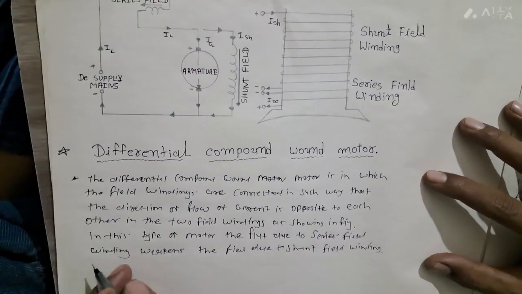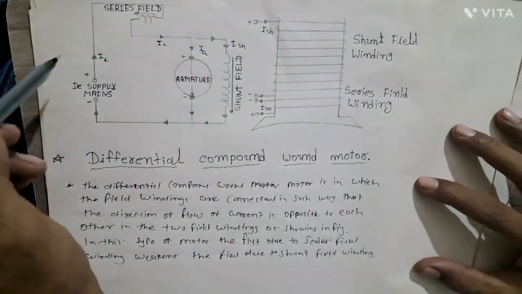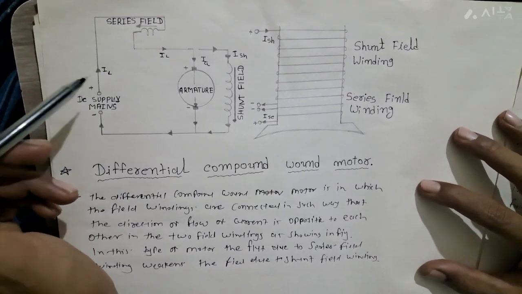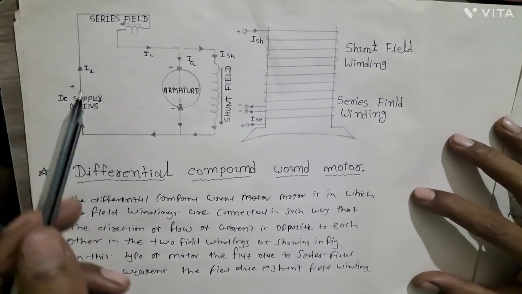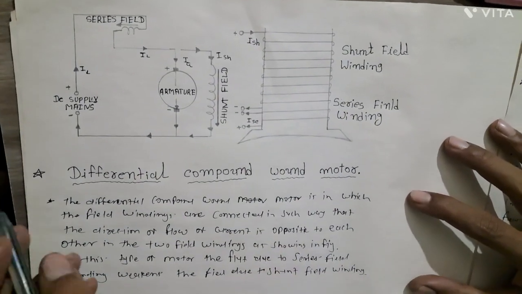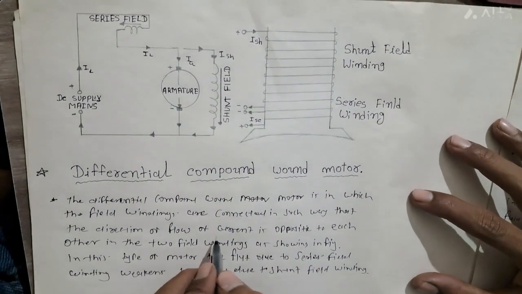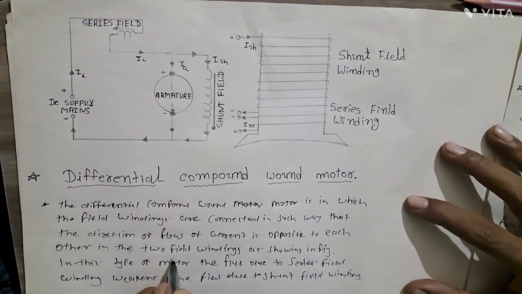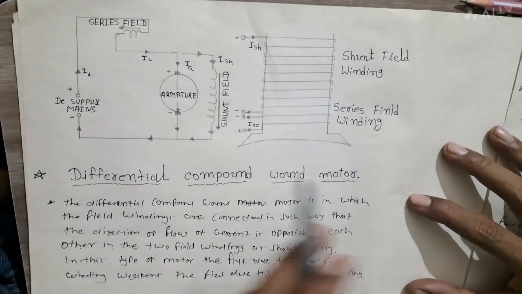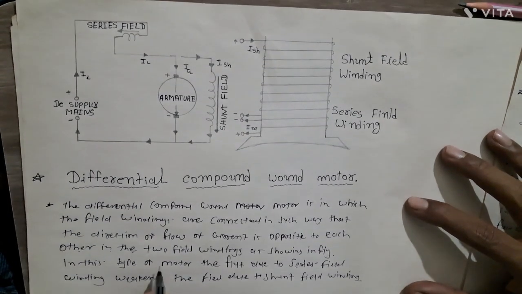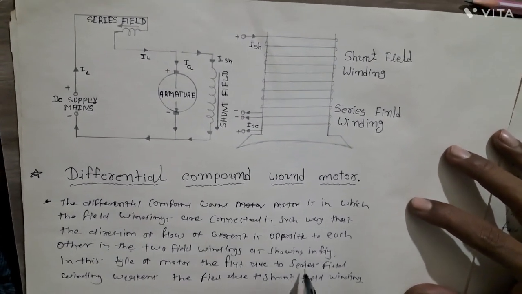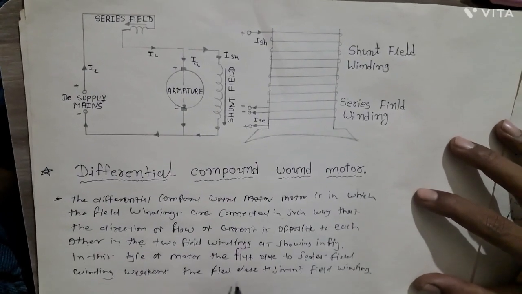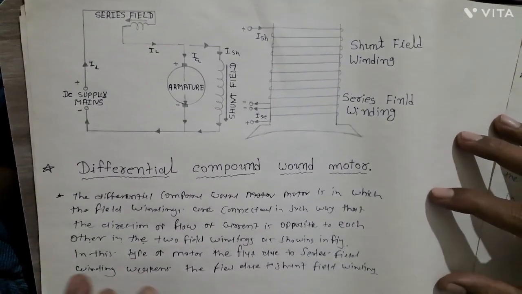So the differential compound wound motor is one in which the field windings are connected in such a way that the direction of flow of current is opposite to each other in the two field windings, as shown in the figure. In this type of motor, the flux due to the series field winding weakens the field due to the shunt field winding.